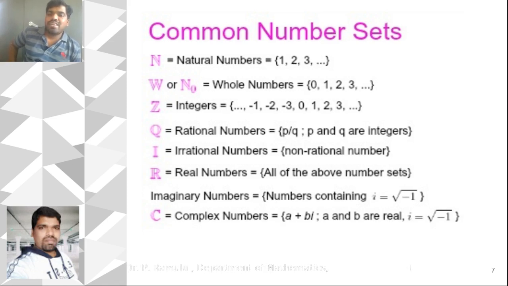Irrational numbers are non-rational numbers. What is the difference between rational and irrational? Irrational numbers include all root values, minus root values as well as plus root values. So minus root values are also irrational numbers. Non-repeating, non-terminating numbers are called irrational numbers. So you may write root 2. Root 2 means 1.414 up to so on. It keeps coming like this.